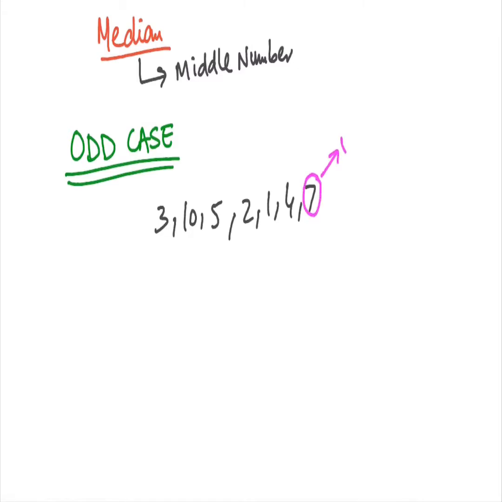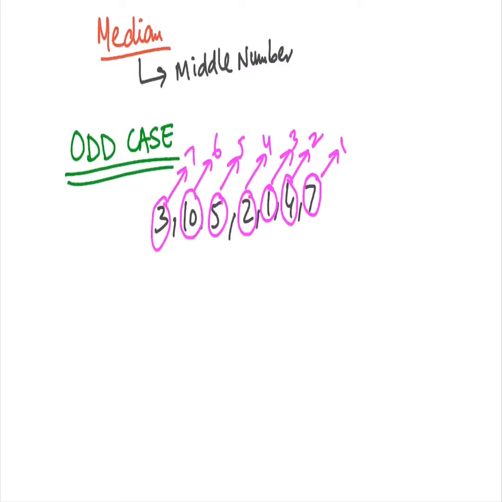So we see here, this is our first quantity, second, third, fourth, 5, 6, and 7. This means we have an odd number of quantities. And when we have an odd number of quantities, how can we find the middle number? The first job is to write down all these numbers in ascending order. So we have to see which number comes first: 1, then 2, then 3, then 4, then 5, then 7 and 10.